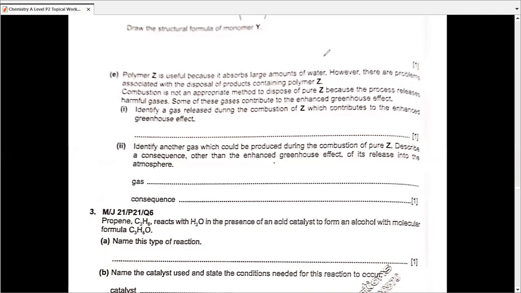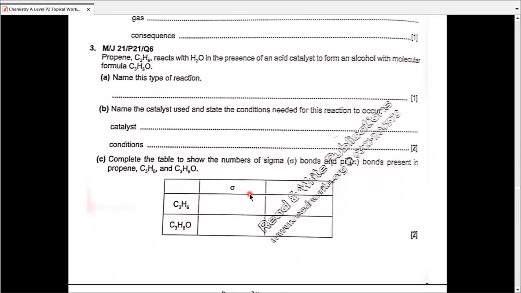What would be the consequence? It binds to the hemoglobin in your body and prevents it from carrying oxygen, so death. Right, good. So, number 3. Electrophilic addition. Good. B. The catalyst is H3PO4. Perfect. And conditions are 360 degrees Celsius temperature and a high pressure.